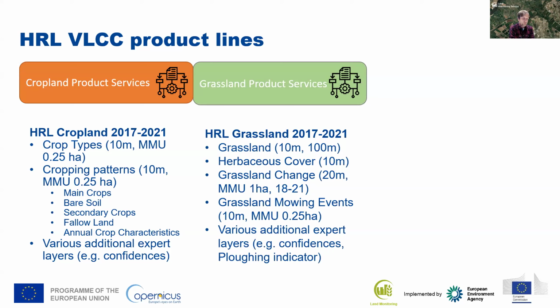There are the grassland mowing events, which also have a spatial resolution of 10 meter and an MMU of 0.25 hectare, providing further information on management practices on these grassland areas. In addition, there are also some expert layers providing the confidences and more information on the plausibility of these classifications, and then also the established plowing indicator, which highlights plowing events in the past years.